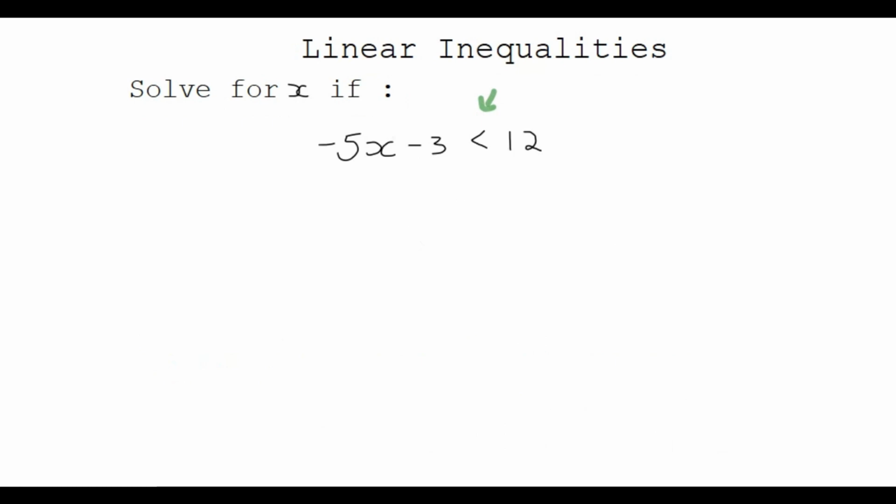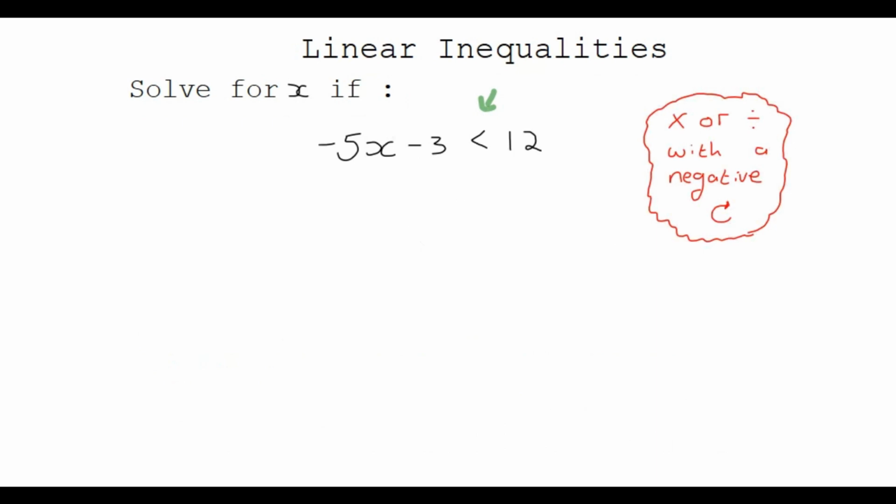When we multiply or divide with a negative, the sign is going to flip. So it says here, times or divide with a negative means flip. Let's see what on earth I'm talking about. Okay, so we're going to use the same steps. We have minus 5x is less than 12 plus 3. Same as before. Now we have minus 5x is less than 15.